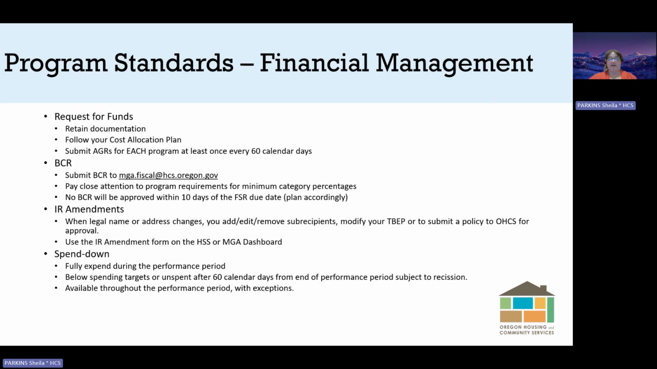Subgrantees are expected to fully expend grant funds during the grant's performance period, and you must meet your spending targets, whether standard or time-bound is chosen. Spending below the plan and funds unexpended 60 days after the performance period are subject to rescission of grant funds by OHCS. More information is available in your grant agreement or on the OHCS's available remedies.